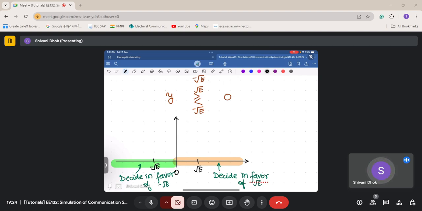And this is your maximum likelihood ratio, maximum likelihood rule. So what does it mean? We have something like this. This thing here is your f of y given root e being transmitted, which is 1 over root 2 pi n naught into e power minus (y minus root e) square by 2 n naught.